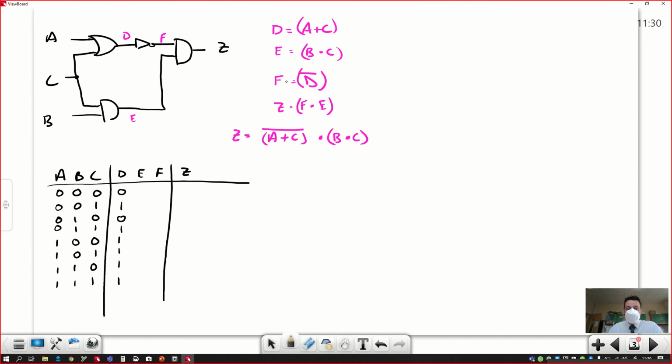F is really easy. F is not D. So whatever D is, F isn't. 1, 0, 1, 0, 0, 0, 0, 0. Then the E column is B and C. So if I put that into an AND gate, what would I get? I'd get 0, 0, 0, 1, 0, 0, 0, 1. Then my final column is Z, is F and E.